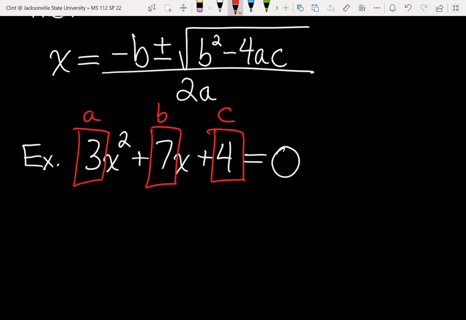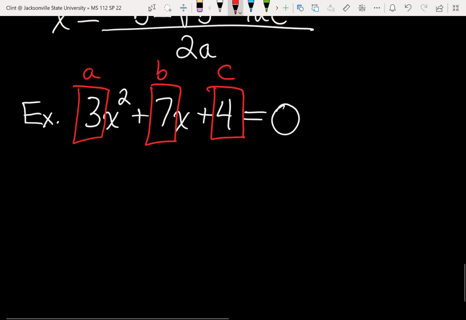And if you're missing any of those, like if this was just 3x squared plus 4, if you're missing a term, what's your number? 0. Yeah. So if there's nothing there, 0. Okay, so let's do this one.